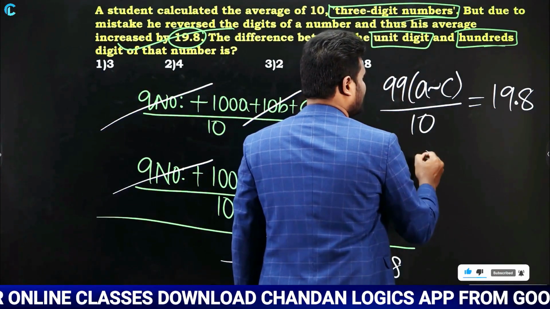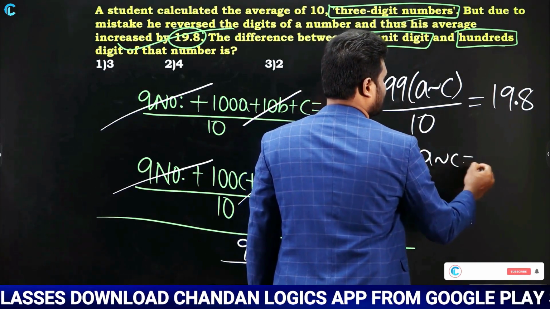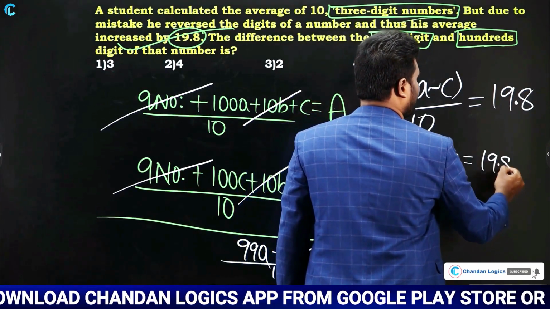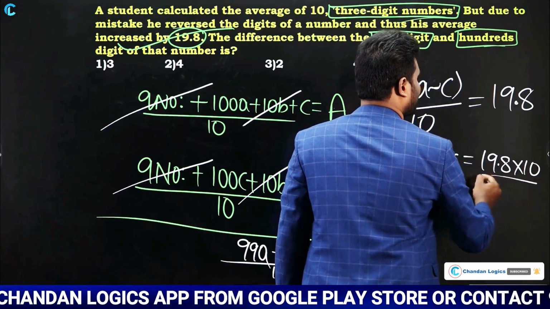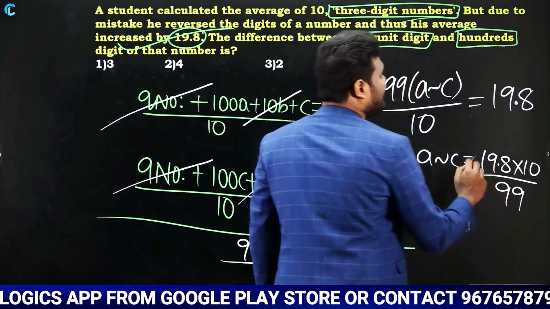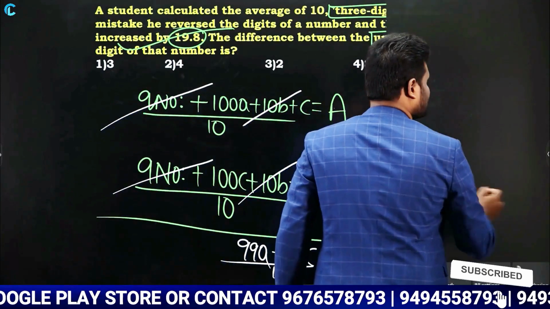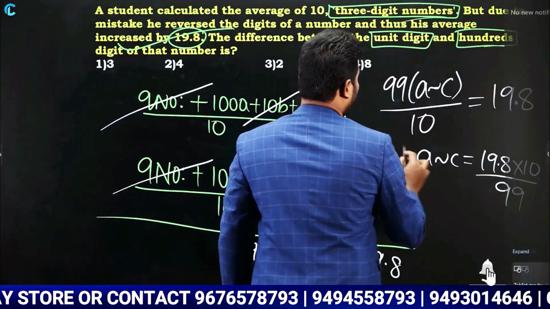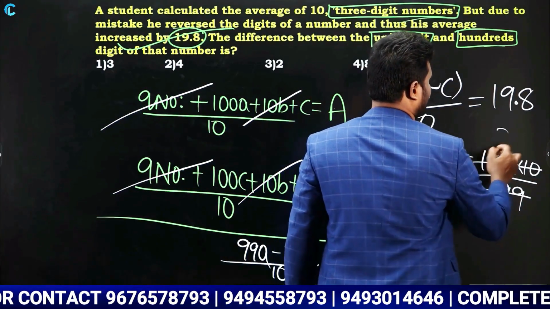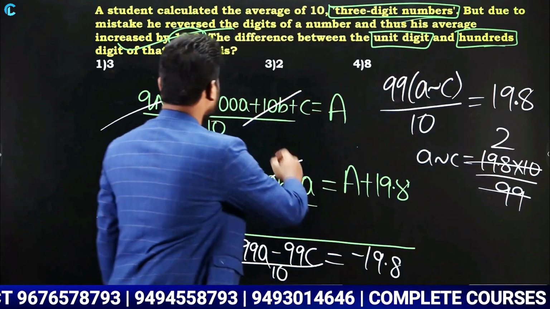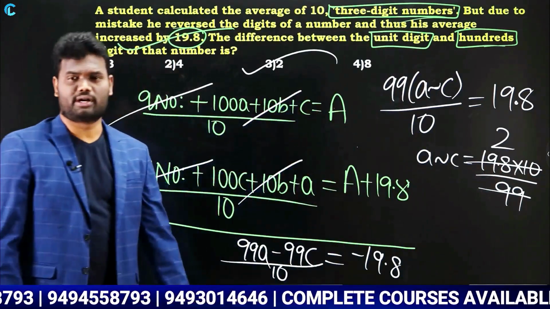So if you calculate this, the difference between A and C is going to be 19.8 into 10 divided by 99. 19.8 into 10 is nothing but 198. 198 divided by 99 is how many times? 2 times. So we can say that the difference in the digits is nothing but 2.